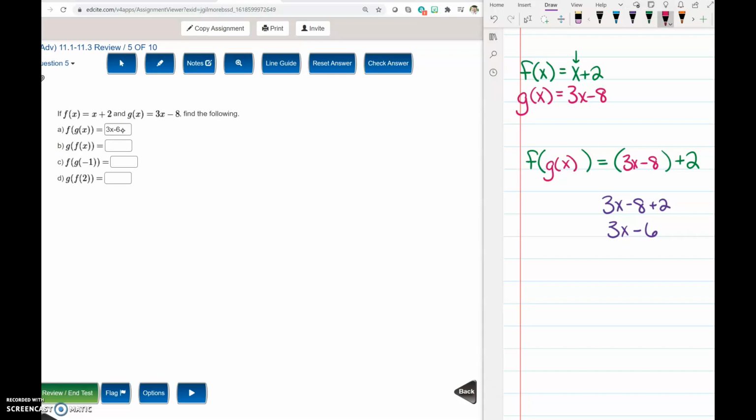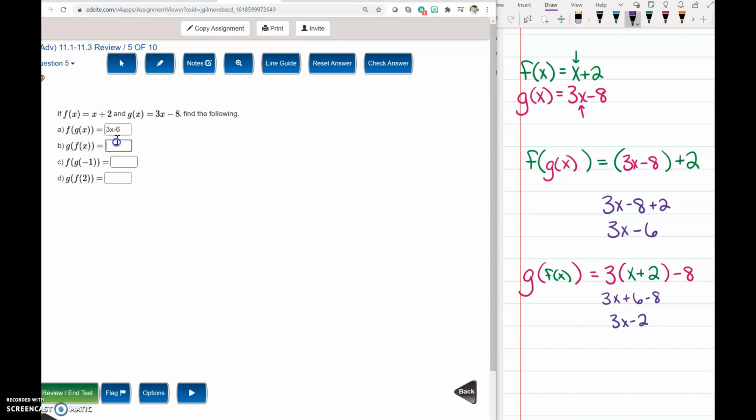The next one, part B, wants us to find g of f of x. So this time the f function is going to be plugged into the x of the g function. So the g function is 3 times something minus 8. The stuff that we're plugging into that function is the entire f function. So we distribute, and we have 3x plus 6 minus 8. Combine our like terms, we have 3x minus 2. So in this one, 3x minus 2.